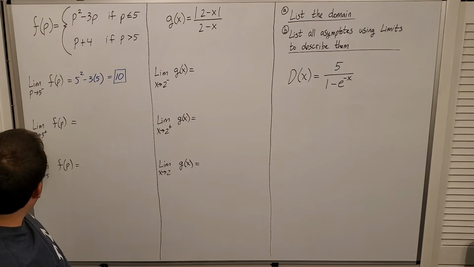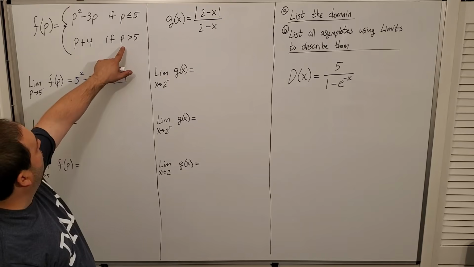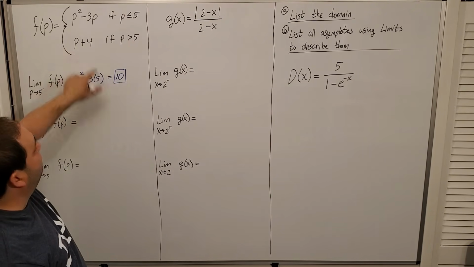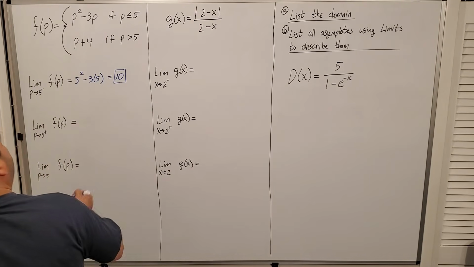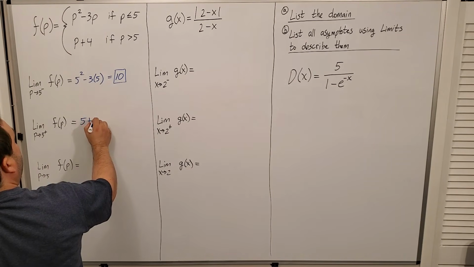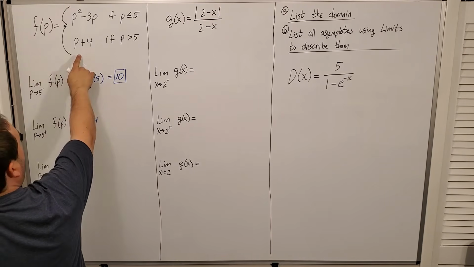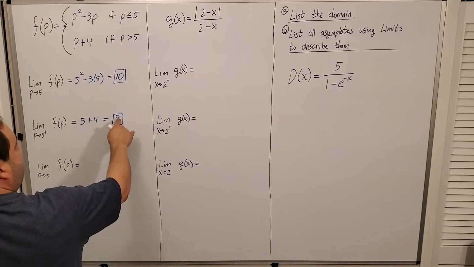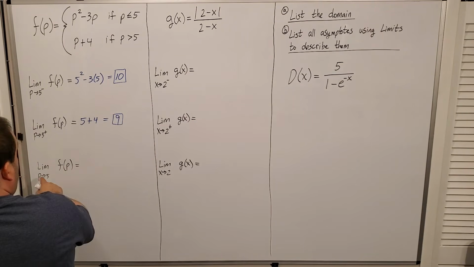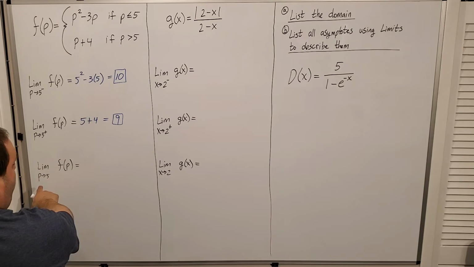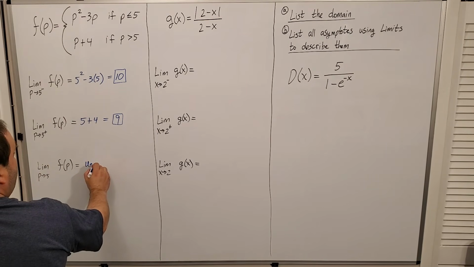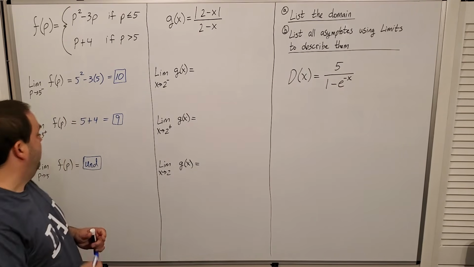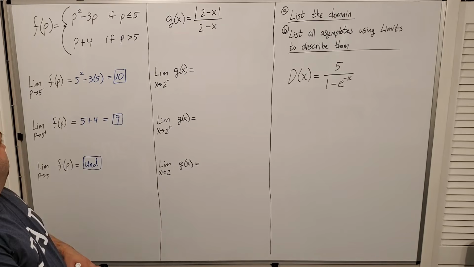Next, the limit as p approaches 5 from the right would want all of the p values that are greater than 5. Therefore, I would be using this bottom piece here. So I'll be getting 5 plus 4, because I'm plugging in the p value here, which of course gives me 9. Now, since 9 doesn't equal 10, the overall limit as p approaches 5 is going to be undefined. There's no agreement from left and right there.